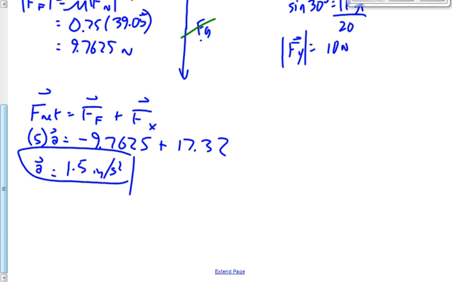Now it's being pulled upwards. The normal force is being helped. So we've got to remember that normal force isn't m times g anymore. It could be sometimes, but it's not if it's being helped. All right?